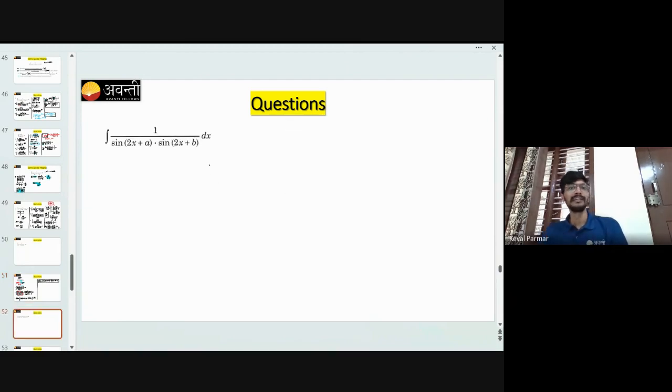Let's move on to the next question. This one is also the same, but this is a better version. Same, this is NCERT. Same as the previous question, but a better version. Better version means here we have to arrange the angle of the denominator in the numerator.